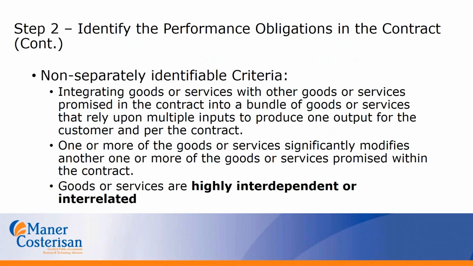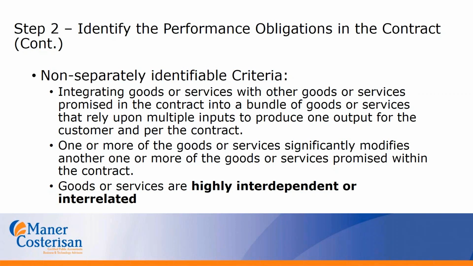A couple criteria that can help identify items that are not separately identifiable include, but are not limited to, integrating goods or services with other goods or services promised in the contract into a bundle of goods or services that rely upon multiple inputs to produce one output for the customer and per the contract. We kind of define that in the software license and upgrade example there. One needs the other, in other words.